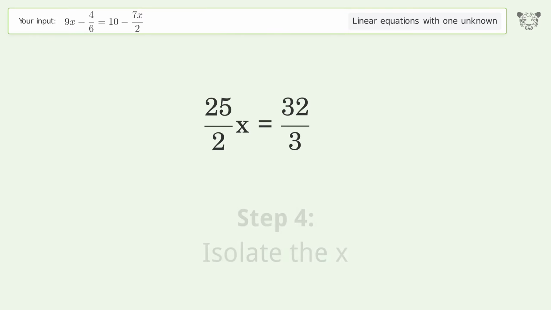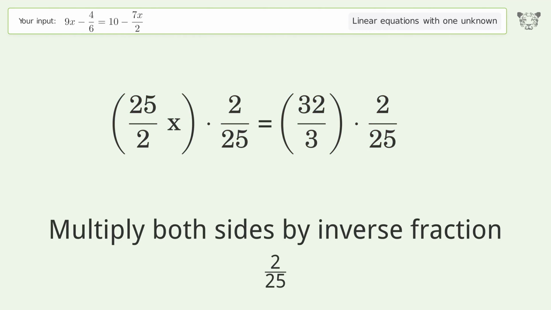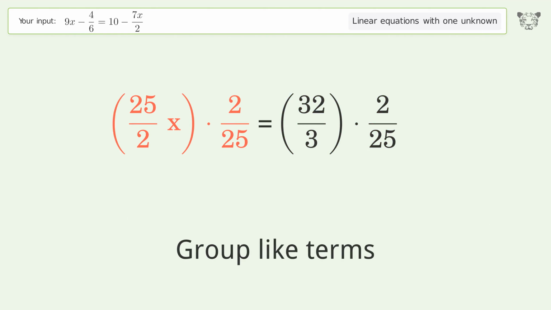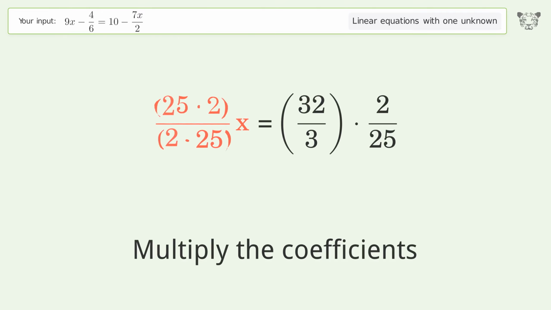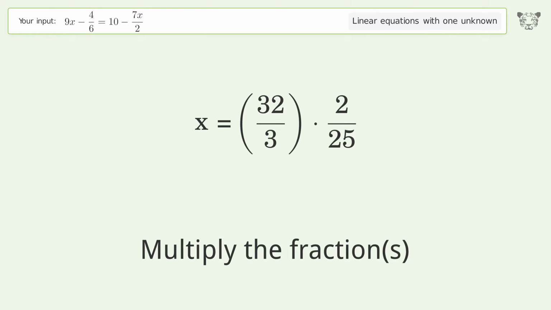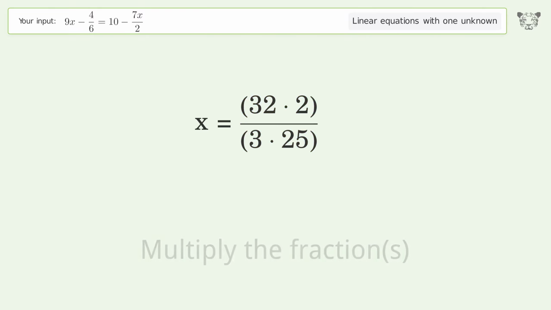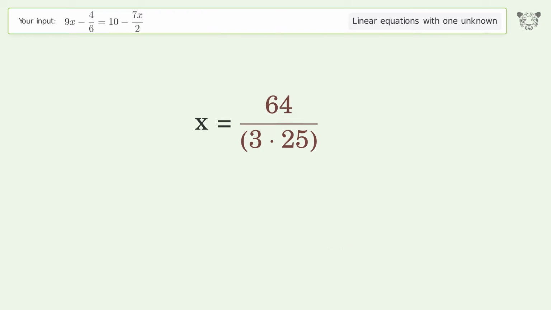Isolate the x. Multiply both sides by inverse fraction 2 over 25. Group like terms. Multiply the coefficients. Simplify the fraction. Multiply the fractions. Simplify the arithmetic. And so the final result is x equals 64 over 75.